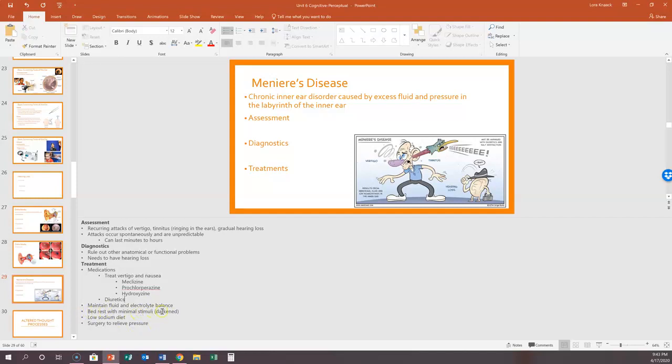Bed rest with minimal stimuli, so a darkened room that's quiet. We want to encourage a low sodium diet. And then a surgery may be needed to relieve some of that inner ear pressure.